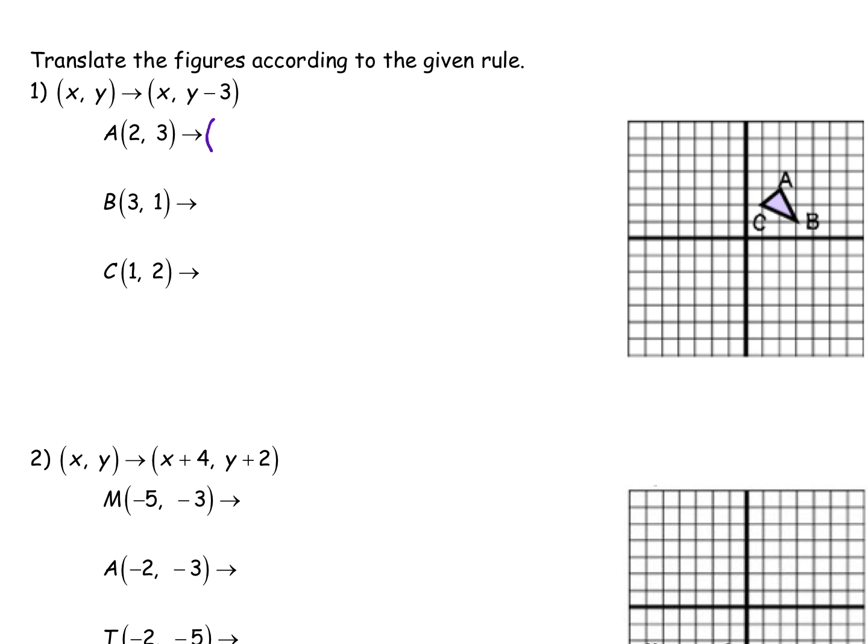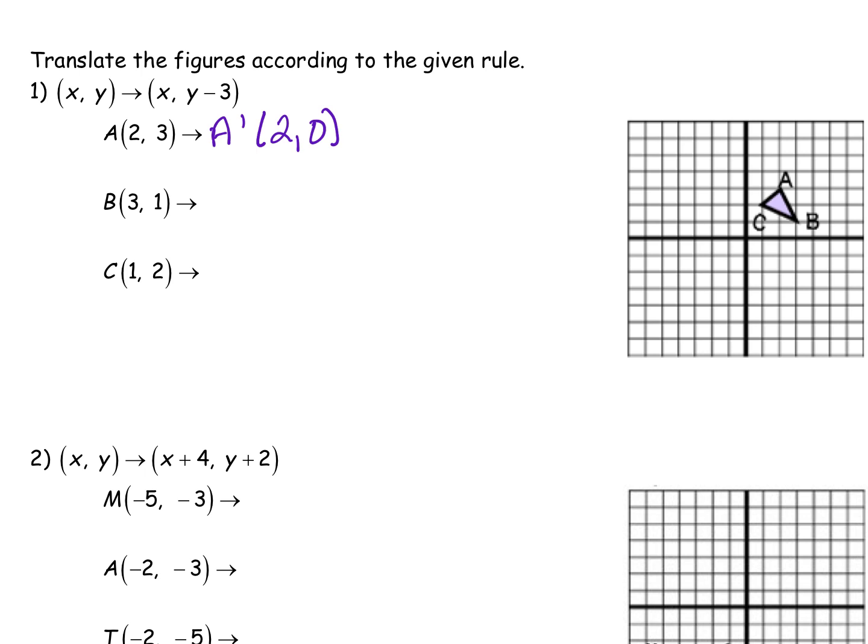X stays the same, that's what it says, so I'm going to put 2 there. And then for y, whatever my y value is, I'm subtracting 3. So 3 minus 3 is 0. And you know what I forgot to do? I forgot to rename my point. A becomes what? A prime, right? So this becomes A prime, and A prime is located at (2, 0).